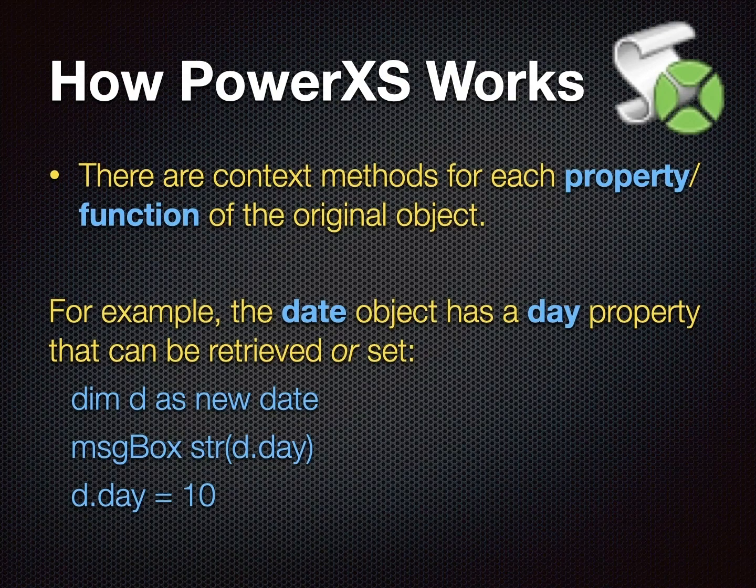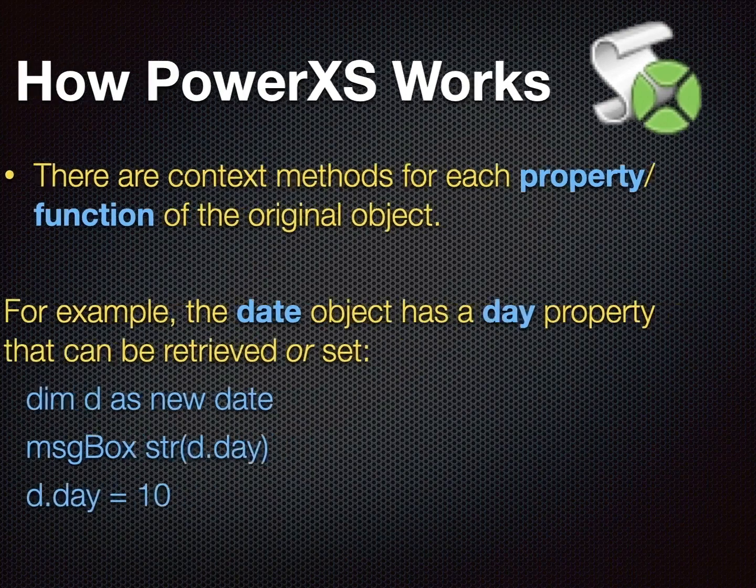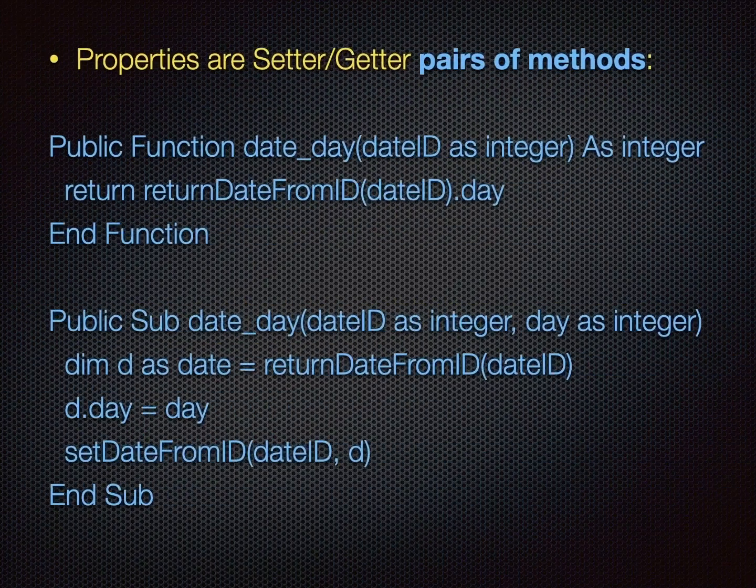So basically, the context methods: you have to have a method for every single property or function of the original object. For Date, we have things like the Day property, for example, and it can be retrieved or set. So we need basically a pair, and this is just some sample code to show the Day property. You can assign it or you can refer to it. Because of that, you have to have a getter/setter pair of methods for anything like that.